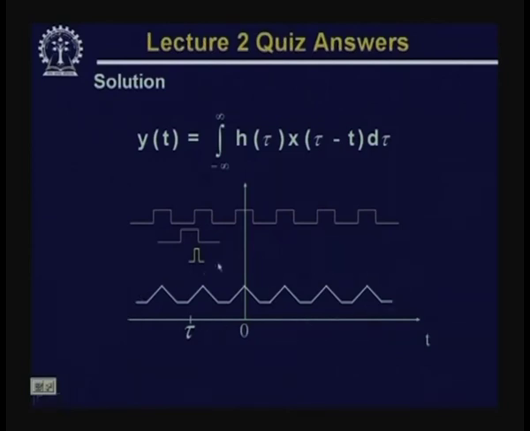Of course, the shape of this triangular waveform will depend upon what is the on period and off period of these two different signals. Again, you can work it out and you will find that the final convolution output will be a triangular wave like this.